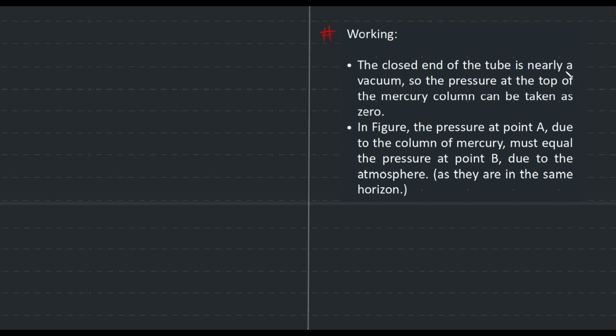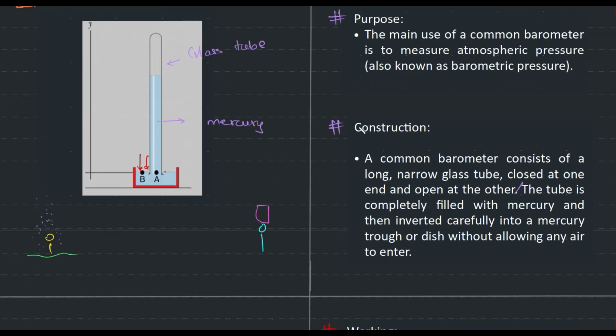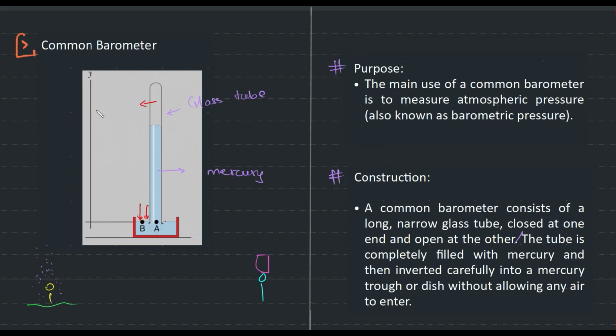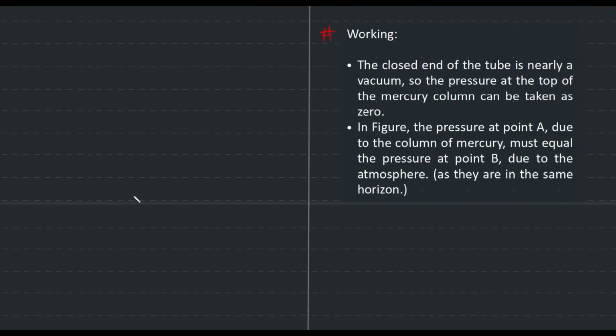The closed end of the tube is nearly a vacuum. So the pressure at the top of the mercury column can be taken as 0 because it's vacuum, and so there's no push per se from there, right? So this is vacuum. So there's no source of push from there.